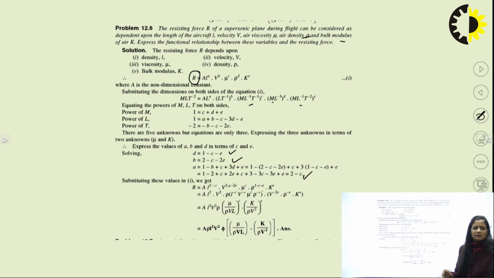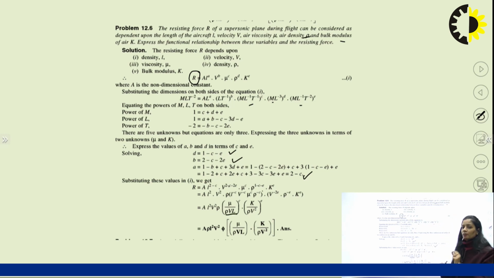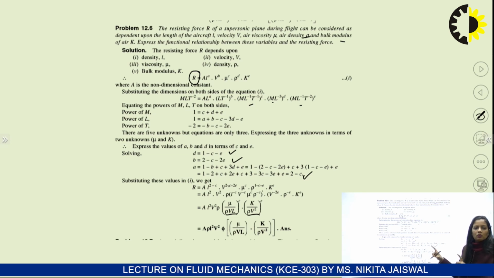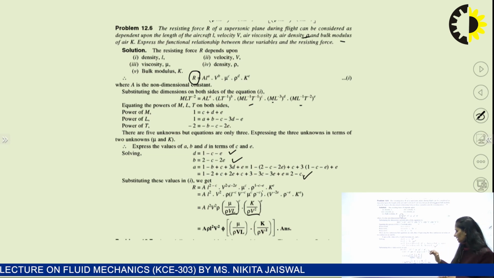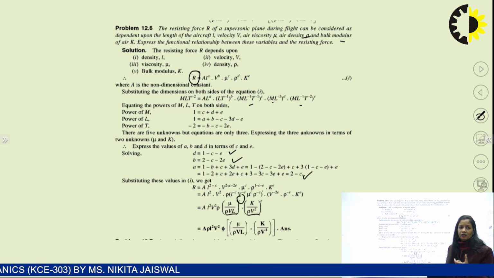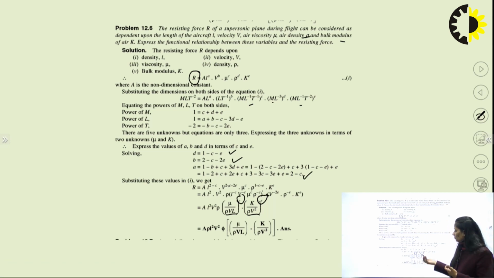So what you will get, on average, is (nu divided by rho VL) whole to the power C. And the next term you will get is (K divided by rho V square) whole to the power E. Still we do not know the exact values of C and E because we have adopted the Rayleigh method. So you can simply write that there must be a functional relationship between these two parameters. So we have just written it as phi, or a function, of these two terms.